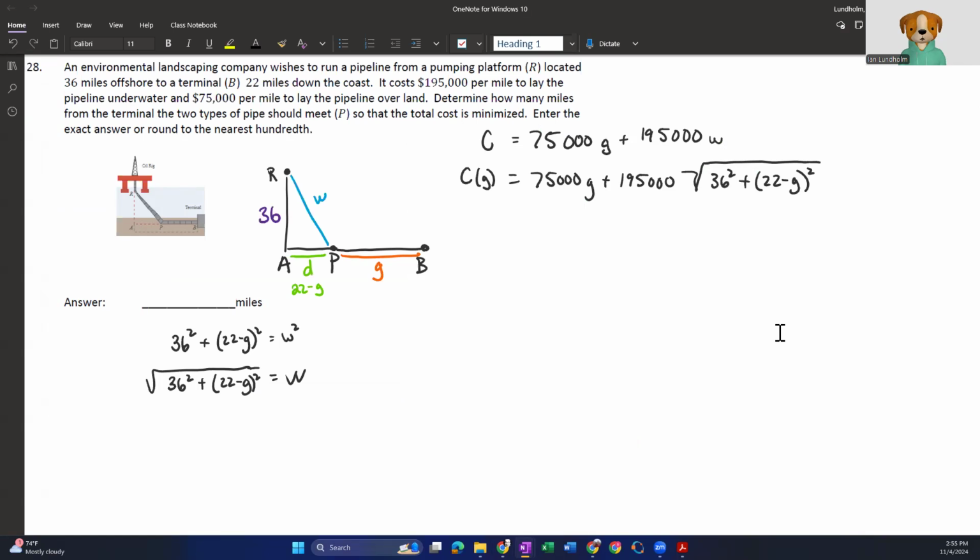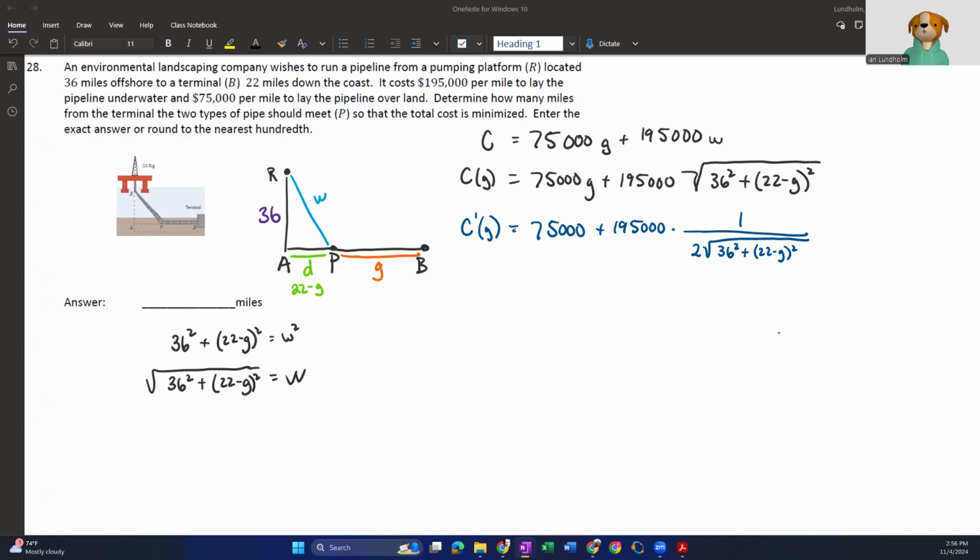So if we were going to do this the calculus way, we would take a first derivative. Now that we have this in terms of one variable, we go 75,000 plus 195,000 times the derivative of this mess. So we'll have 1 over 2 times the square root of everything that's underneath. And then we'll multiply by the derivative of the inside.